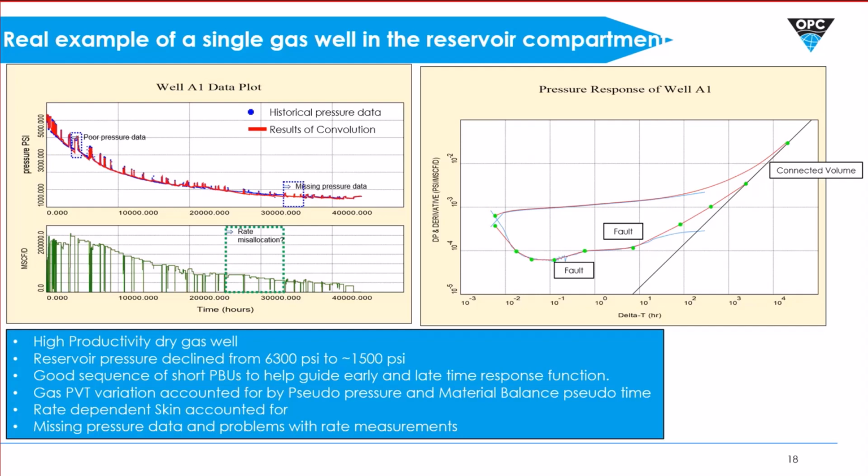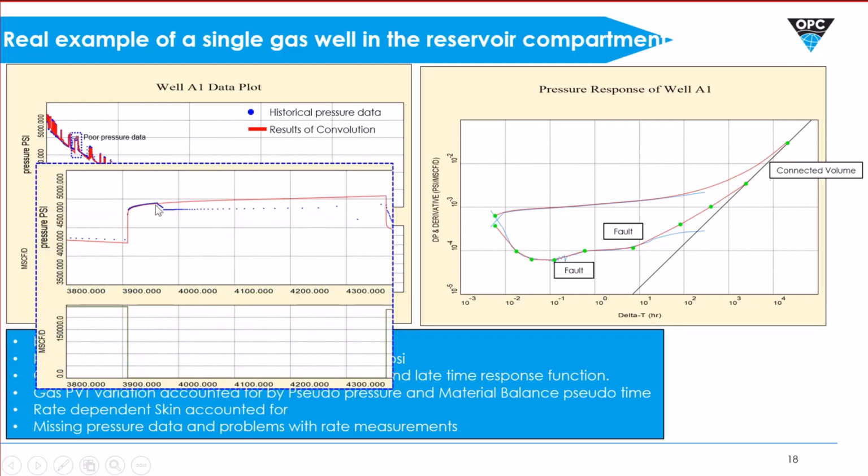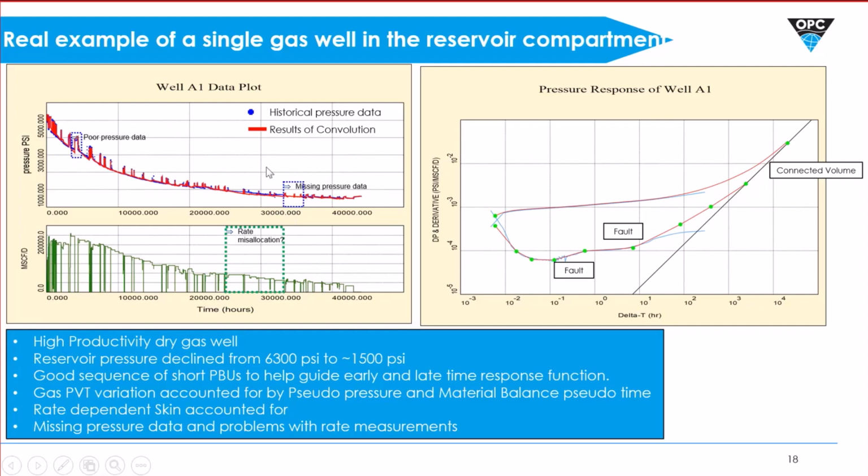But there were a lot of problems with this data. We had poor pressure data over here. So you have a PDU and then something happens, and here we also have missing pressure data, and perhaps there were rate allocation errors over here. But using ConvEx, we managed to see all this, and we managed to extract a reasonable unit rate response function. And you see very quickly we see a fault, and we see a second fault, and ultimately we see the pseudo-steady state, and we get the connected pore volume and the gas connected to this well. Extremely useful for FTP and management of this reservoir.